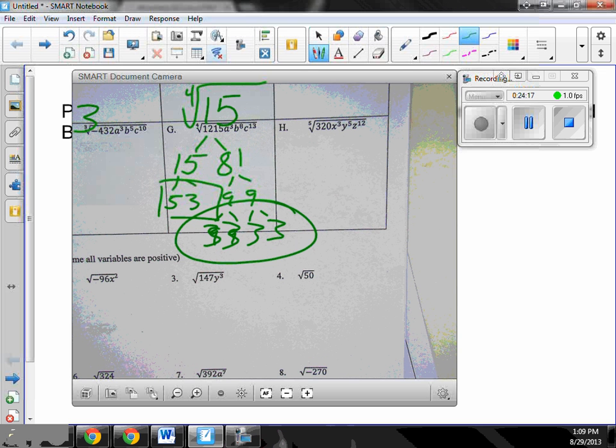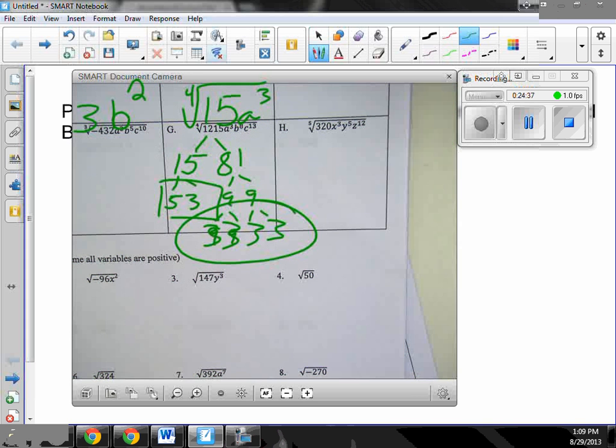Do I have any groups of A? No, so I leave it in. A to the third. Do I have any groups of B? 2 groups. How many left over? B squared, nothing left over. How many groups of C do I have? 3 full groups. So C to the third. How many left over? Oops, C. Just 1 C left over. Are we getting the hang of this?